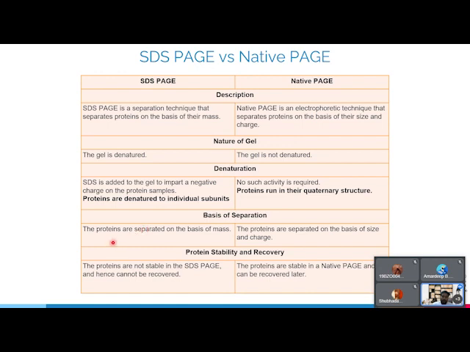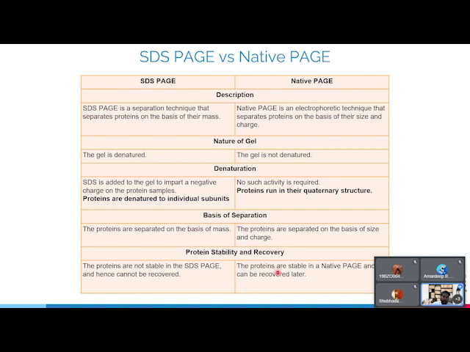The basis of separation for the proteins: the proteins are separated on the basis of mass in the case of SDS-PAGE, and in native PAGE the proteins are separated based on size and charge, so two factors. And finally, protein stability and recovery. The proteins are not stable in SDS-PAGE and hence cannot be recovered, because the denaturation process is irreversible. Once you put SDS into your solution, you disrupt all the bonds that were present there, so you won't get your protein back in any form.